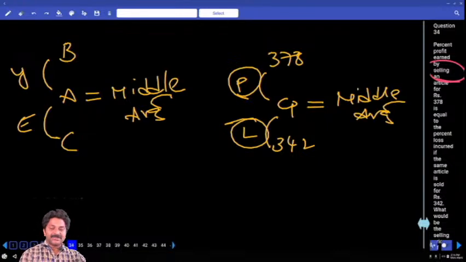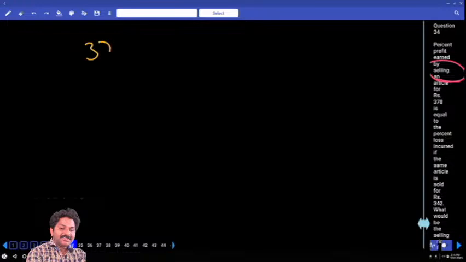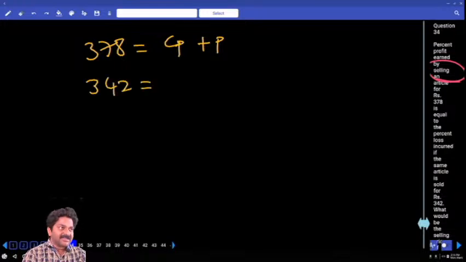Otherwise, you will have to use an equation. 378 is the selling price where it has profit, that is cost price plus profit. 342, in this case, 342 is the selling price, you have loss. So it is cost price minus loss. Profit and loss both are equal.